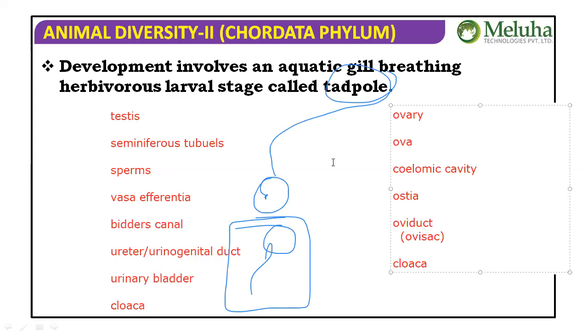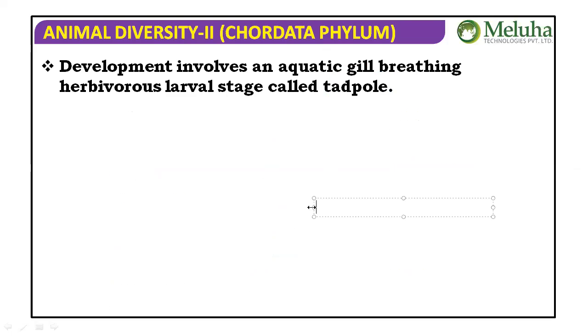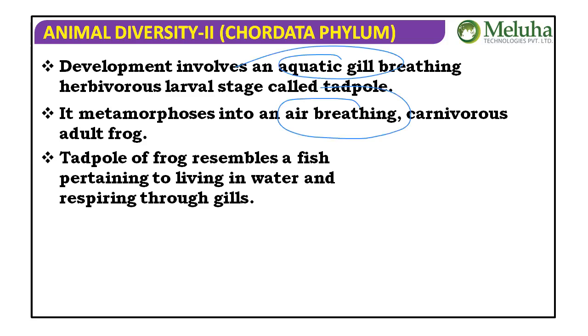We call it the tadpole larva. The tadpole larva breathes with gills and is herbivorous. It resembles a fish in its general characters. Next, the tadpole larva becomes an adult frog through metamorphosis. The aquatic, gill-breathing tadpole becomes an air-breathing frog. The herbivorous tadpole becomes a carnivorous adult. The child is herbivorous, the adult is carnivorous. The tadpole resembles a fish in living in water and respiring through gills.